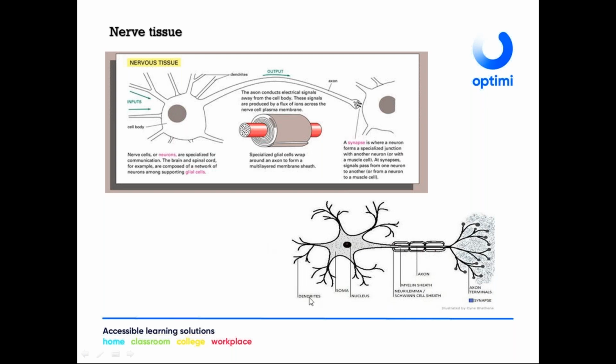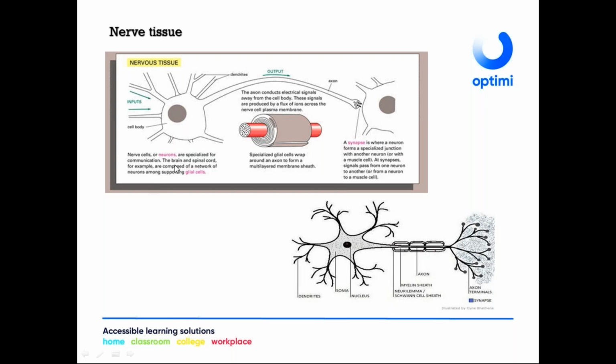Okay, this structure is very important for examination processes. This is a structure of a neuron. Nerve cells, or neurons, are specialized for communication. In order for you to be able to hear something and process it, it's thanks to this tissue. It is responsible for communication.